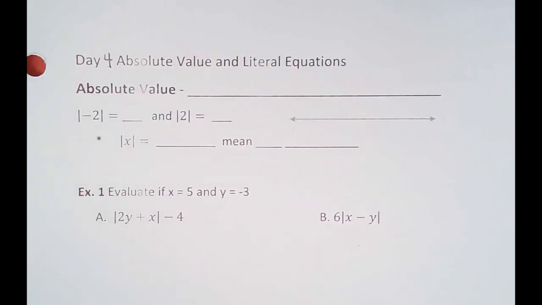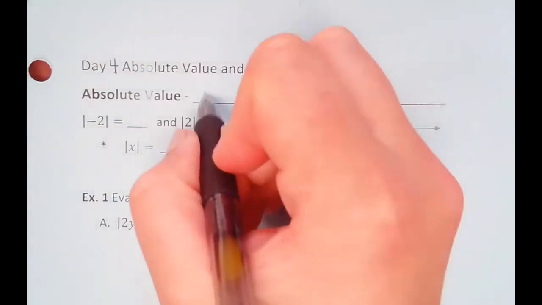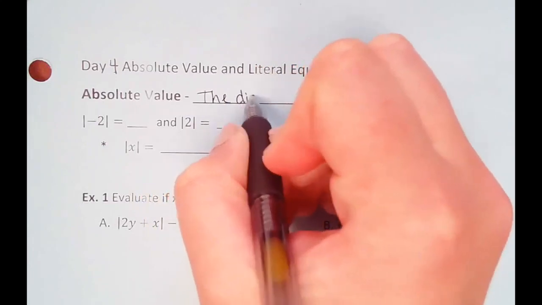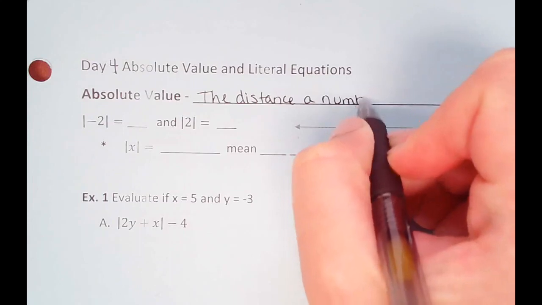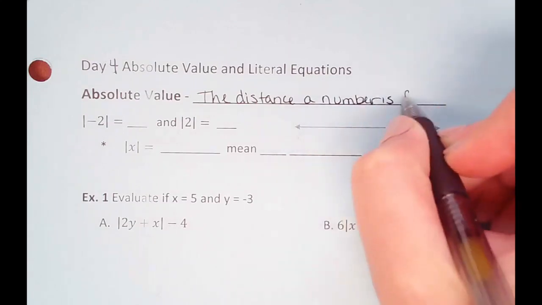Okay, Unit 1, Day 4, absolute value and literal equations. Beginning with absolute value. Absolute value is the distance a number is from 0.